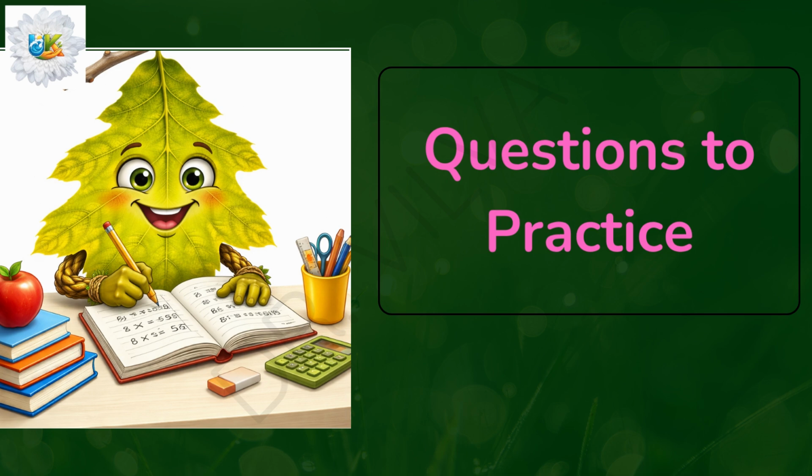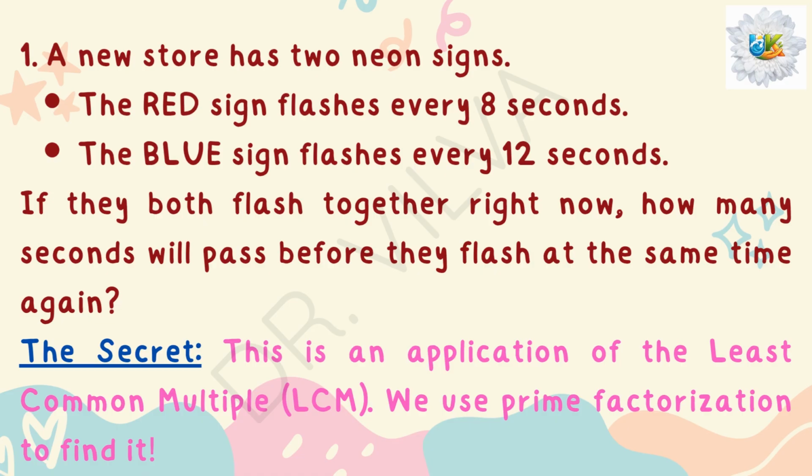We are at the end of the session. I have included a few practical questions for practice. First problem: imagine 2 colored lights. A red light flashes every 8 seconds and a blue light flashes every 12 seconds. If they flash together right now, how many seconds will pass before they flash at the same time again? To solve this, simply find the LCM of 8 and 12.